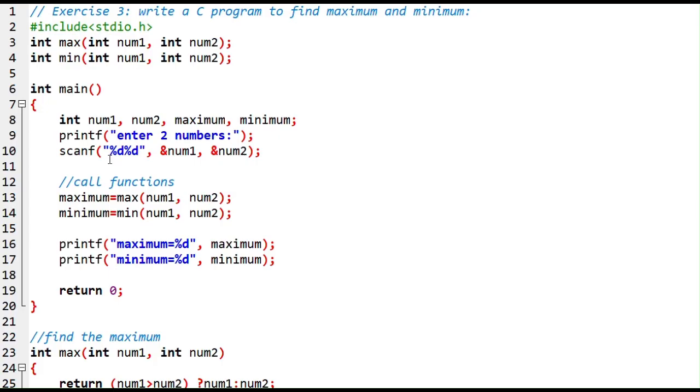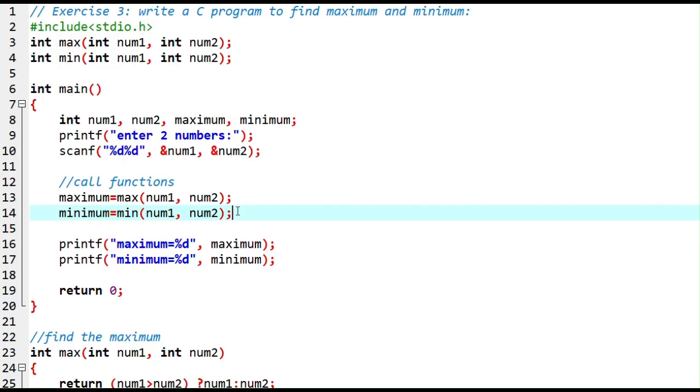And this is our C program to find the maximum and the minimum between the two numbers. First of all, I need to declare the two functions. First function for the maximum and the second for the minimum. Second step, I need to use the main function to declare the number 1, number 2, maximum and minimum, and I need to tell the user to give me a value of number 1 and number 2. Later, I need to call the functions using these two formulas. Maximum equal max number 1, number 2, and minimum equal min number 1, number 2.